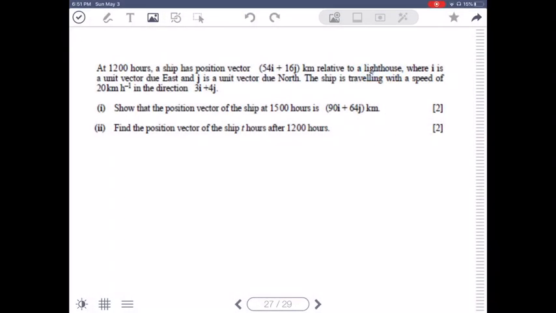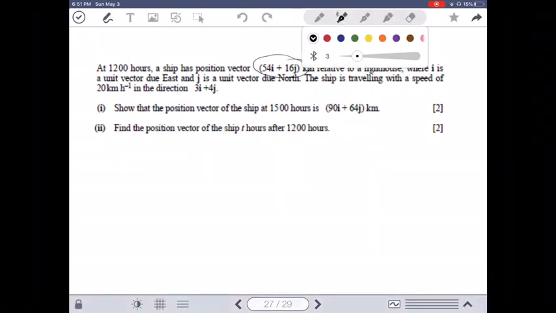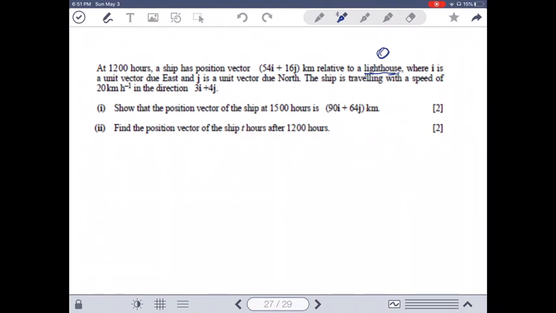Okay, now let's take a look at one more example. At 12 hours, a ship has a position vector relative to a lighthouse. This means the lighthouse is our reference, where i is the unit vector due east, and j, we should know north, south, east, west. So i means that this is i, this is j.